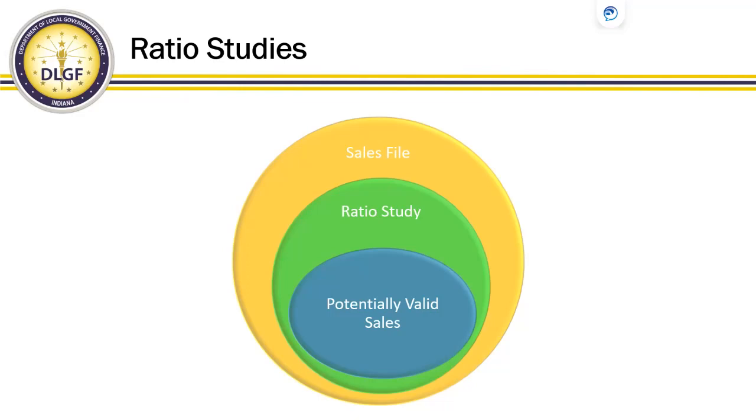There are no set parameters or guidelines, but certainly if a county was only using 25% of the potentially valid sales in their ratio study, we would be questioning them and saying, why didn't you use more sales? There may be valid reasons why not all sales are used, but we would hope to see as many sales used as possible. The reason being, the more sales that are used, the better assurance and insurance that we have that we're getting closer to market value and use for properties.